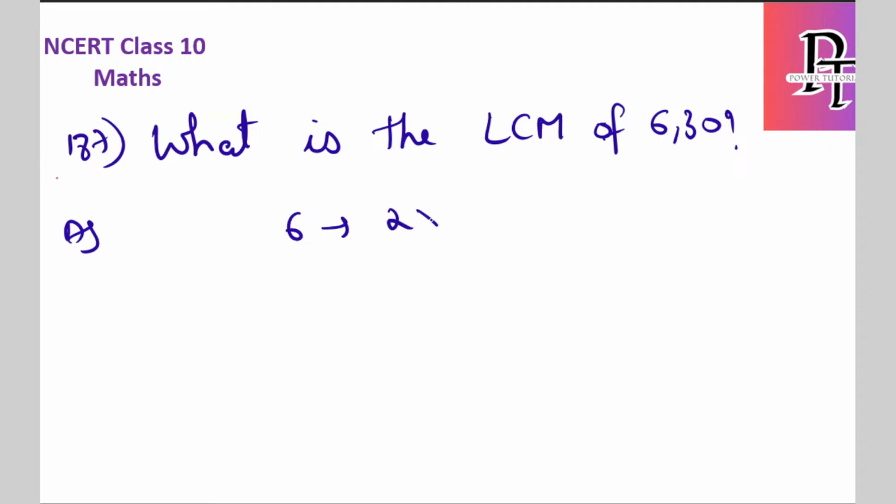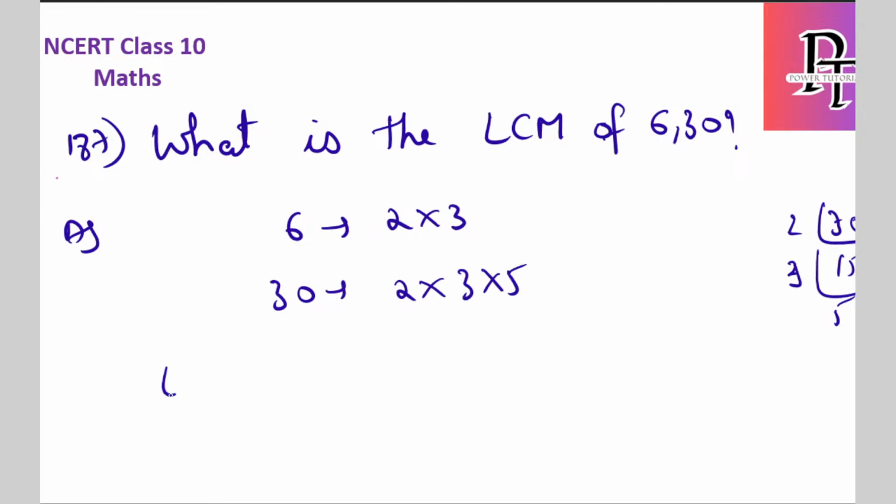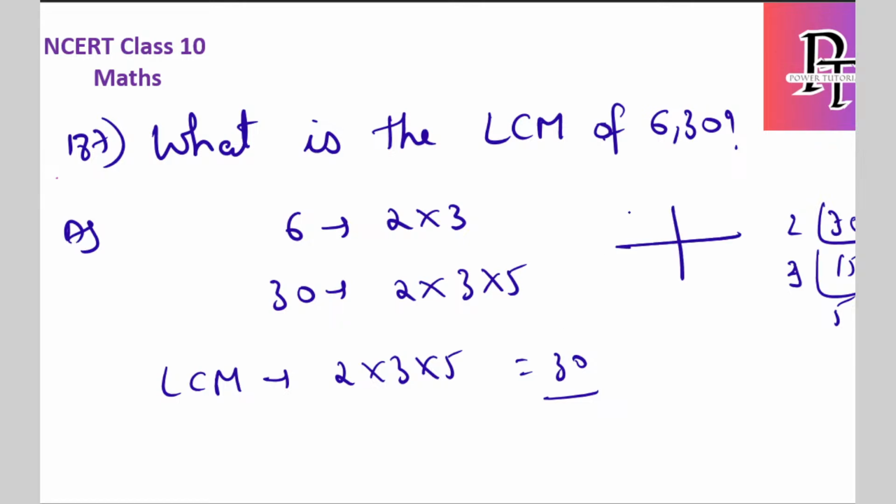6 I can write as 2 into 3, whereas 30 I can write as 2 into 15, and 15 is 3 into 5. So it is 2 into 3 into 5. So what is the LCM concept using the prime factorization method? I have to write all the prime numbers first. So what are the prime numbers? 2, 3 and 5 are the prime numbers. Whichever is the highest power, I have to write it. Here the highest power is only 1, so simply 1 will be the highest power. So 2 into 3 is 6, 6 into 5 is 30. So 30 is the answer. In the options I have mentioned 6, 30, 18 and 20. So 30 is the answer.